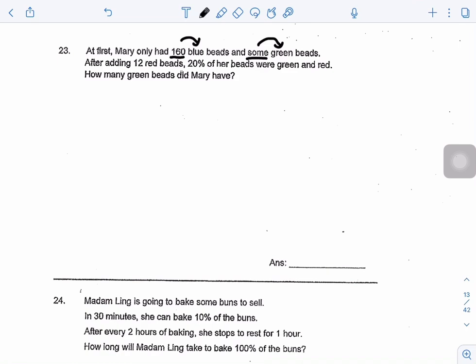Let's start with what we know. After she added the 12 red beads, 20% were green and red. So green and red, 20%, right? So what is the remaining 80%? The remaining 80% must be the blue beads. And in total, it's 100%.